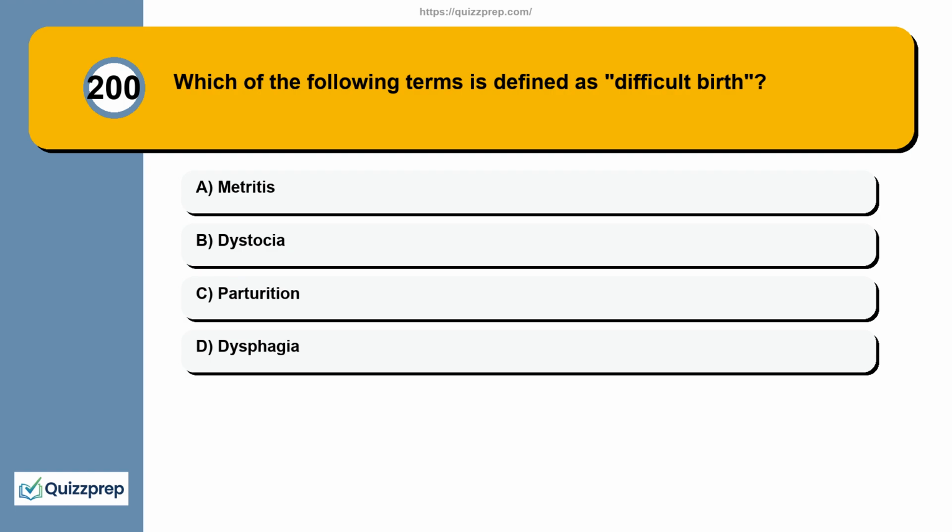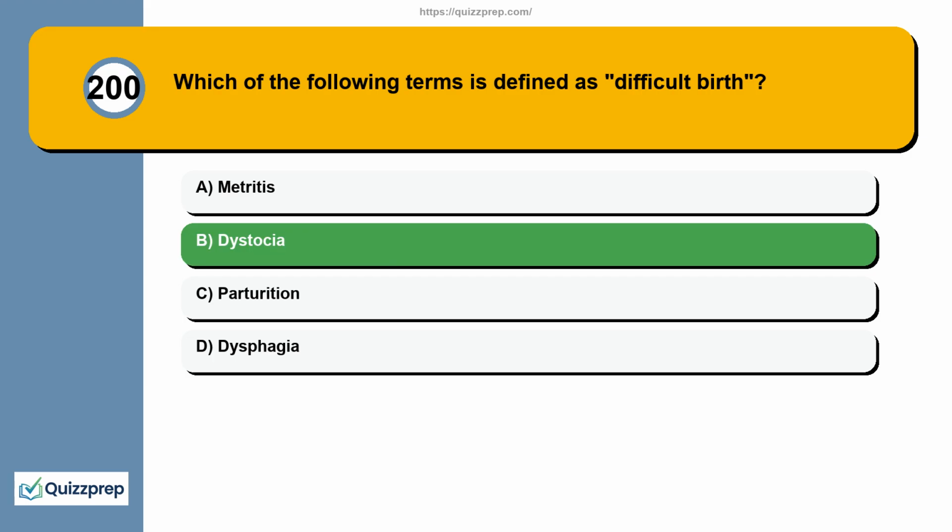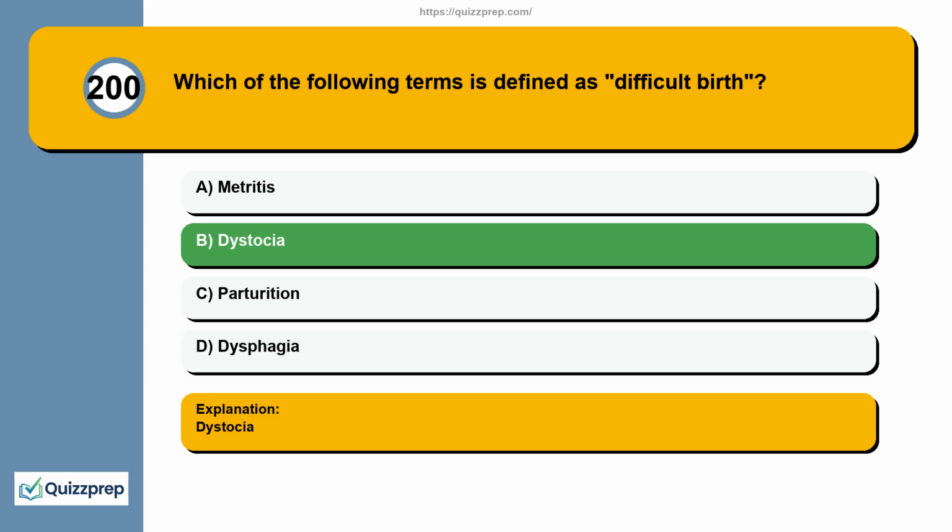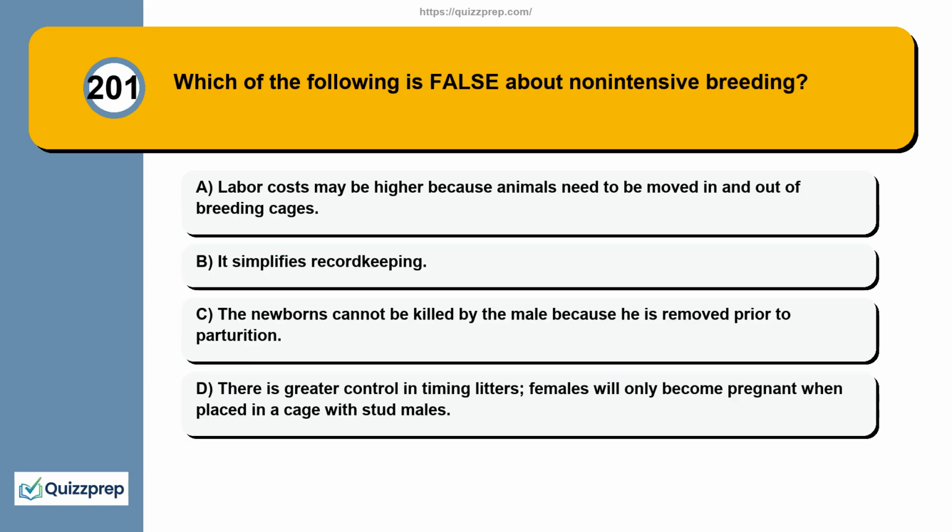Option A. Metritis. Option B. Dystocia. Option C. Parturition. Option D. Dysphagia. The correct answer is option B. Dystocia. Question 201. Which of the following is false about non-intensive breeding?